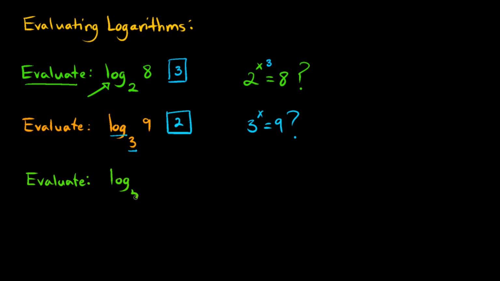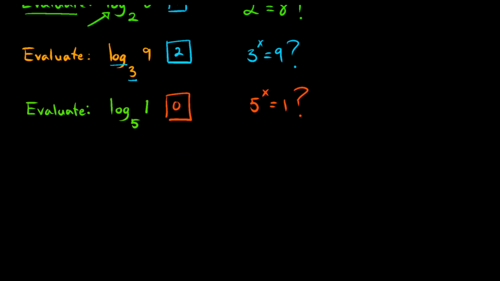Log base 5 of 1. So this is saying 5 raised to what power? What's the logarithm? So what's the exponent with a base of 5 that will give you 1? 5 to what power is 1? The answer is 0, because 5 to the 0 is 1.